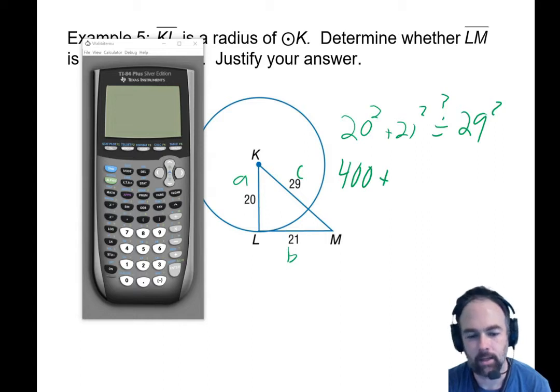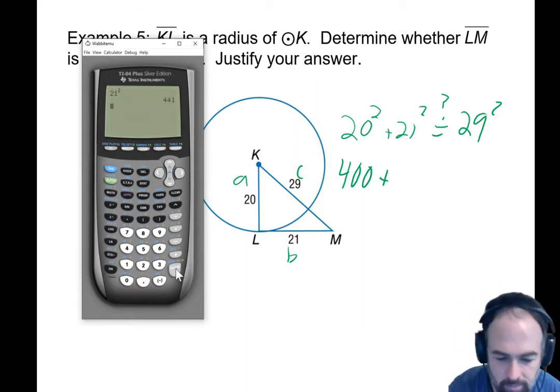And I lost my mouse. There it is. 21 squared is 441.